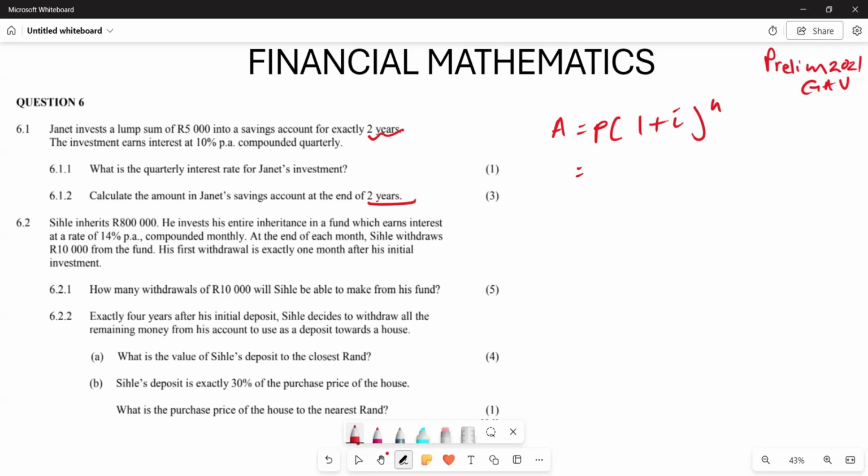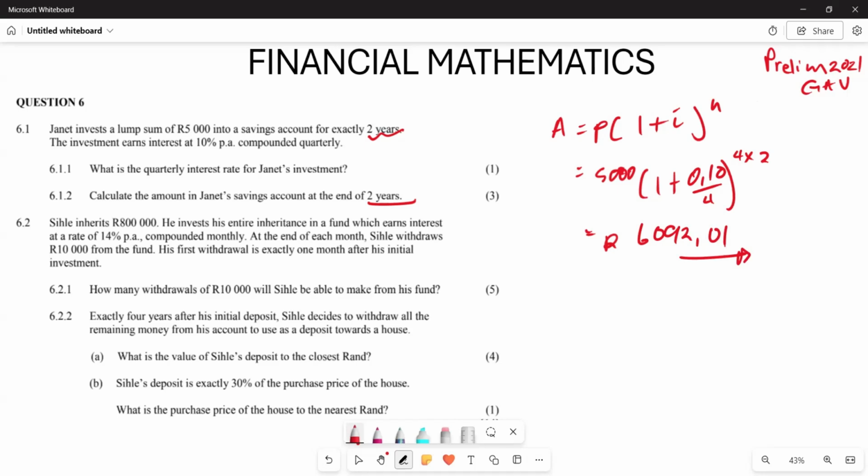Now, Jeanette is investing how much? This is 5,000, right? Since Jeanette is investing 5,000, this is going to be 5,000 into 1 plus the interest that is going to be earned, 0.10 over 4, for how long? This is going to be for quarterly for 2 years, right? Now, when you plug this in your calculator, the total amount that you're going to get is basically 6,092.01 altogether. So basically that is the amount that you're going to get.